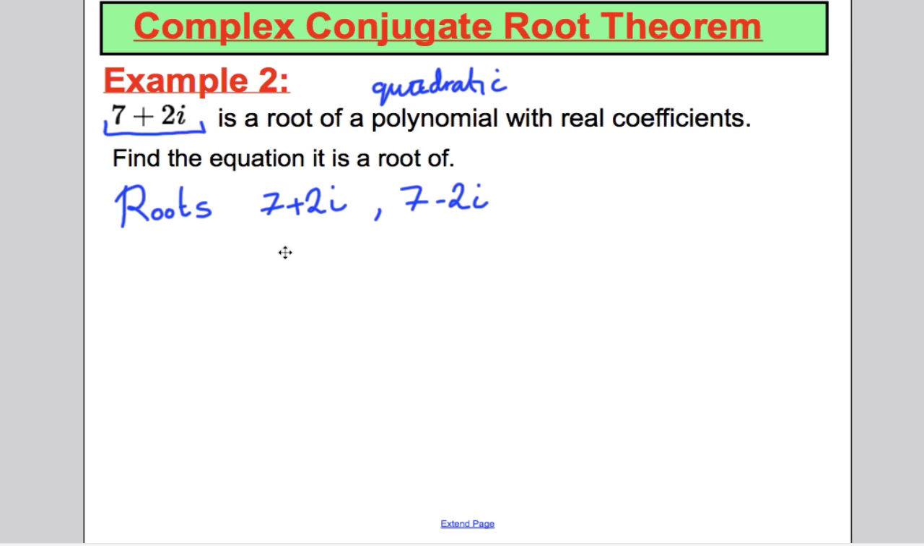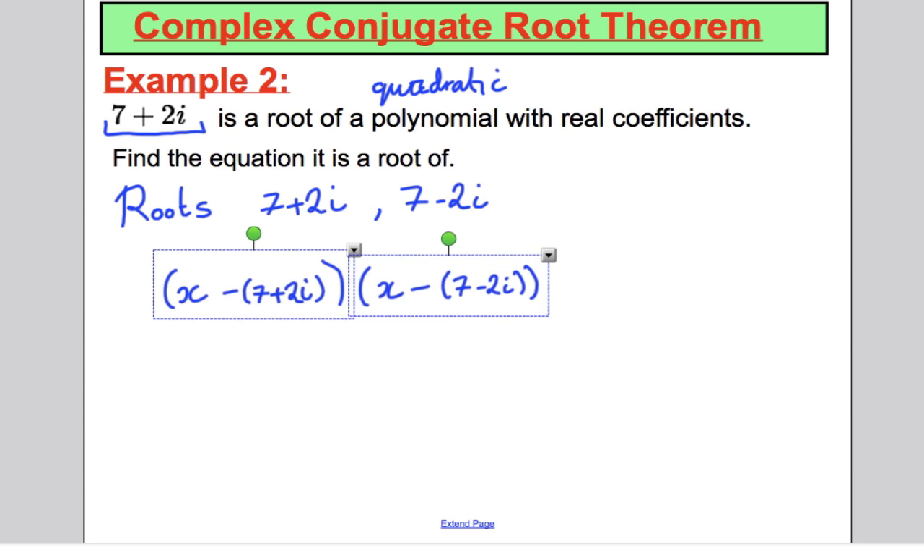Now, if I know that's a root and that's a root, then for certain I know that x subtract the first root, which is 7 plus 2i, using the factor theorem, that's a factor. And what's the other factor? Well, x subtract 7 minus 2i, the other root. They must be the two factors of this quadratic polynomial. Okay, so that's using the factor theorem.